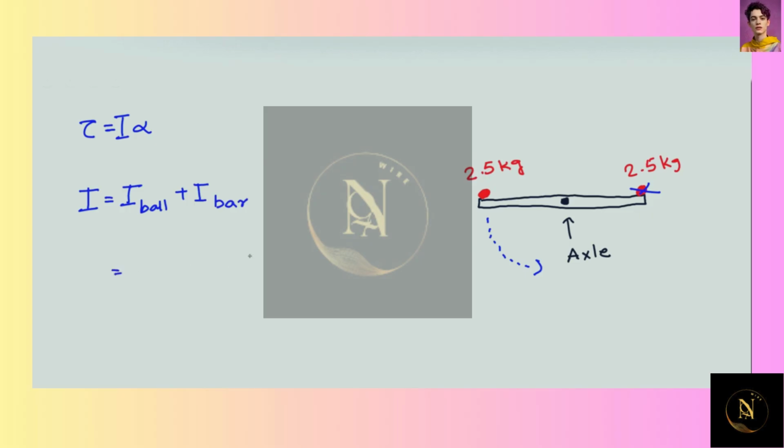Since the bar is rotating at the axle, we'll have 1/12 m_bar L squared, where L is the length of the bar, and then for the ball it's just m_ball times (L/2) squared. The reason it's L/2 is because the bar is rotating along this, and the distance from here to the axle is L/2.